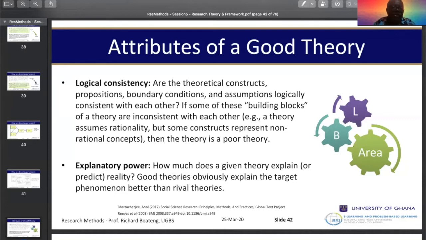Number two, the explanatory power. How much does a given theory explain or predict reality? Good theories obviously explain the target phenomenon better than rival theories. This is very important, especially when you are developing a conceptual framework. You have to make sure that whatever you are trying to postulate can explain the concepts as you are seeing them. Sometimes some students just put arrows together and say they explain something, but they may not be explaining anything. We expect that whatever you are doing should be able to explain the phenomenon.